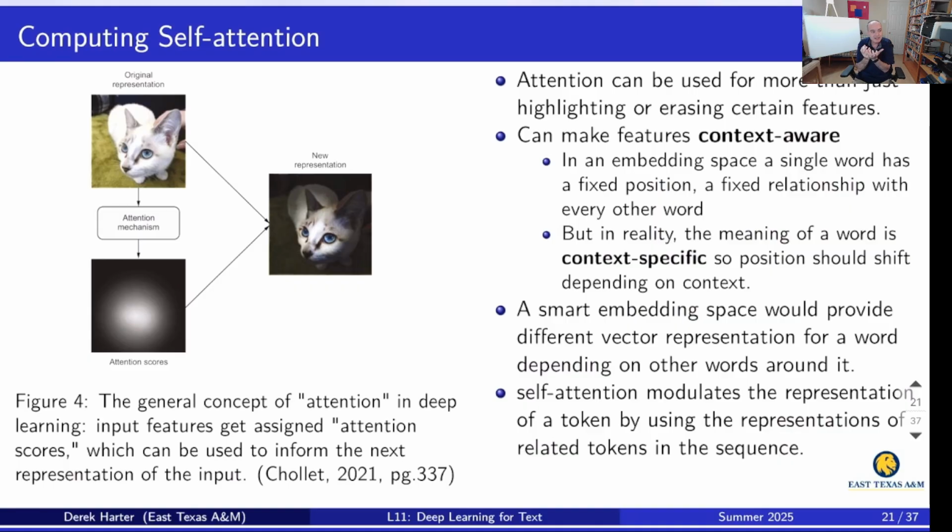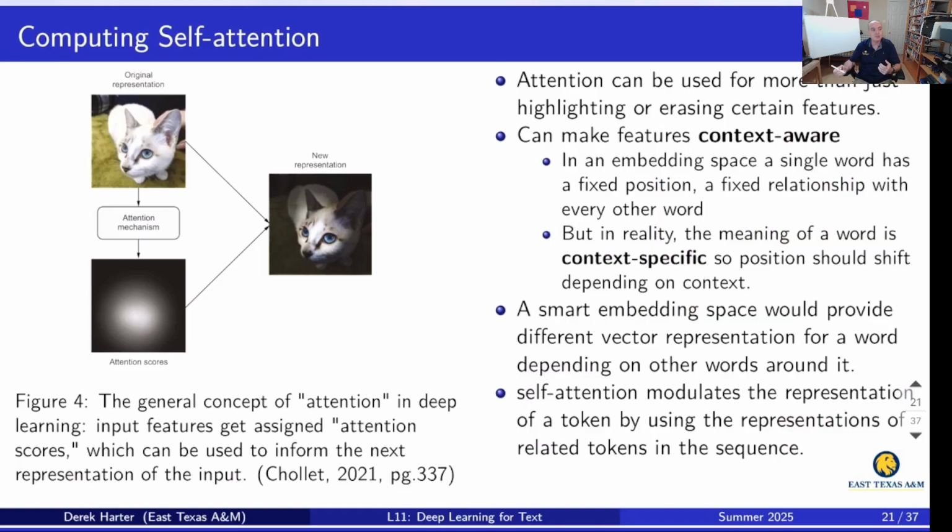So back to the idea of a word embedding space. In an embedding space, it's not correct, the way we looked at it before, that a single word has a fixed position, a fixed relationship with every other word. That's the embedding space that we looked at previously. That's how words are represented. They're always going to have a fixed relationship with every other word. But in reality, that's not true. The meaning of a word is context specific.